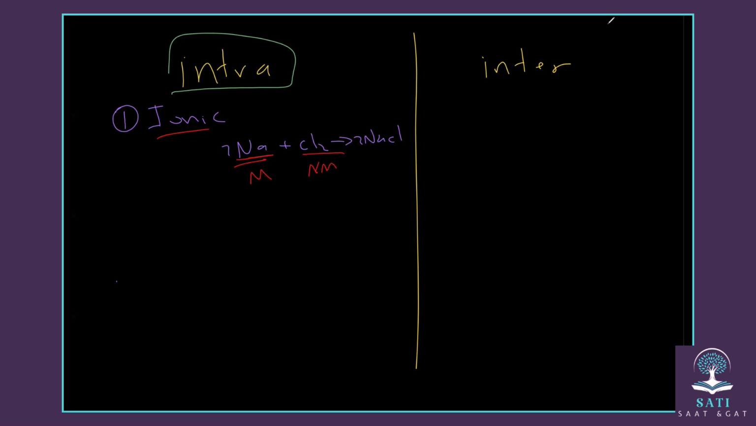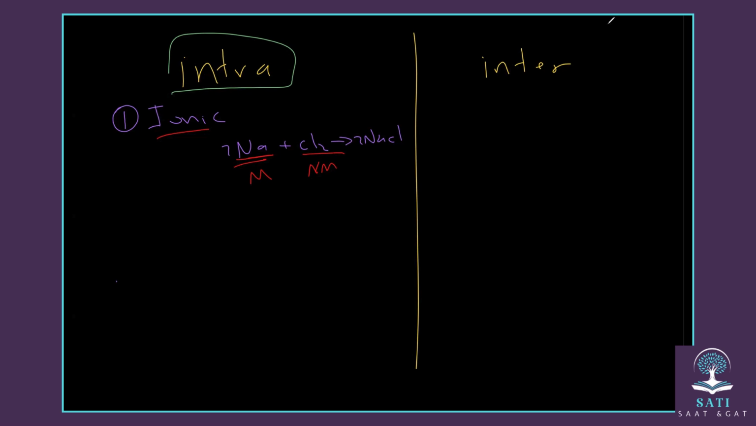For example, now you have a family: you and your brother and your father. Here now the attraction, or what makes this family stay together, is the intra force. That means attraction inside the family.